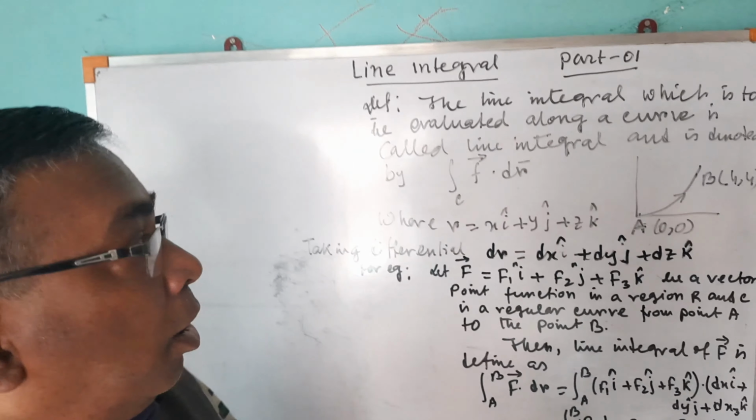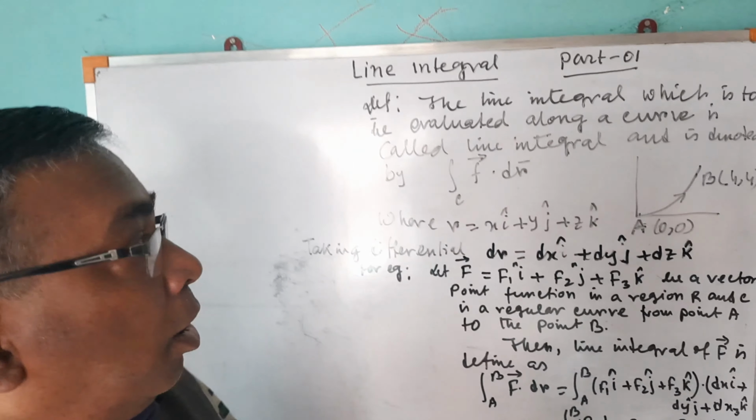Now the question is, sir, you are taking dr with respect to x, it is 1. Why you are taking dx? I am telling, I am not differentiating with respect to x or y or z. I am taking the differential, that is d of r, d of x, d of y, d of z. So it will be dr, d of x, that is dx, d of y, that is dy, d of z, that is dz. This is actually dr.